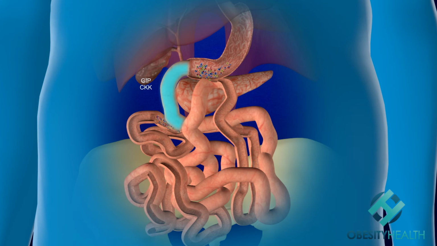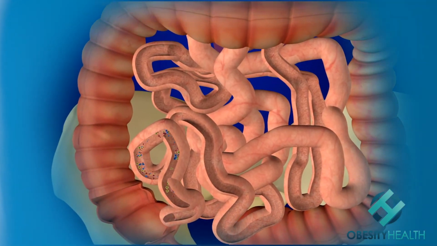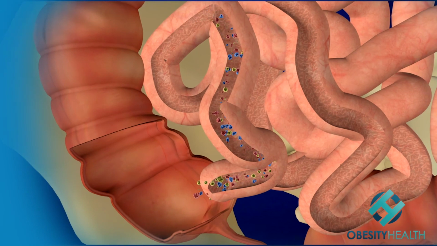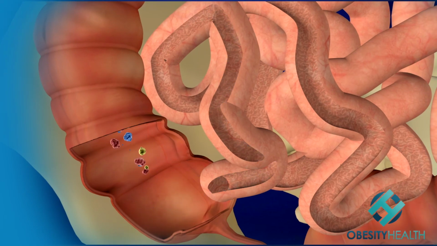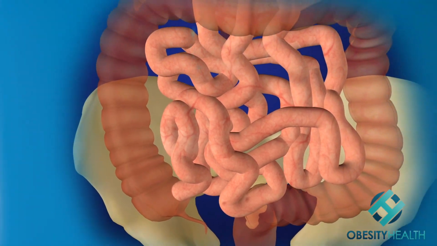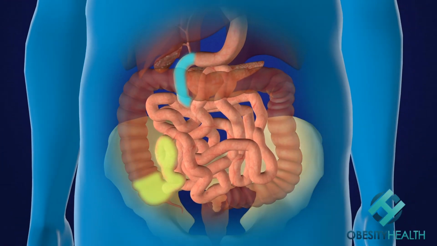In addition, when partially digested food leaves the stomach, it goes through the small bowel, reaching the ileum and the colon. It strongly activates GLP-1 and PYY production. All these combined mechanisms help to decrease levels of glucose and produce significant weight loss.